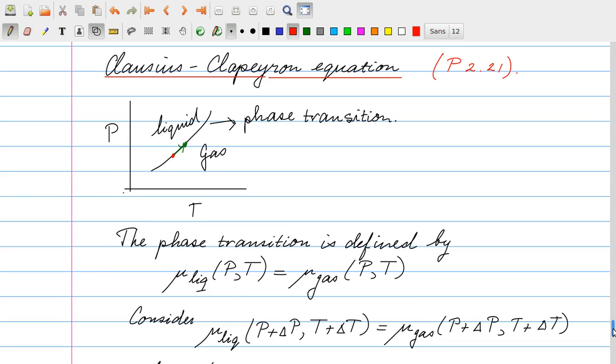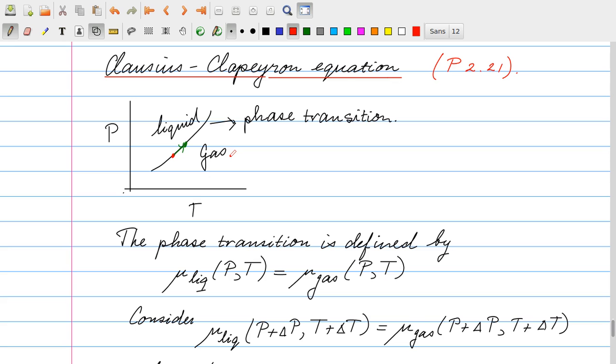Related to this problem is the Clausius-Clapeyron equation. So now I have drawn a different graph, which is the graph of P versus T, pressure versus temperature. And in this graph there is a certain line which characterizes the situation where the chemical potential of the liquid phase is equal to the chemical potential of the gas phase. And so if that is the case, we have a phase transition and there is coexistence. This defines a line in the PT plane, and that's the phase transition line. It's this black line here. Left of this black line we have a liquid, right of the line we have gas.